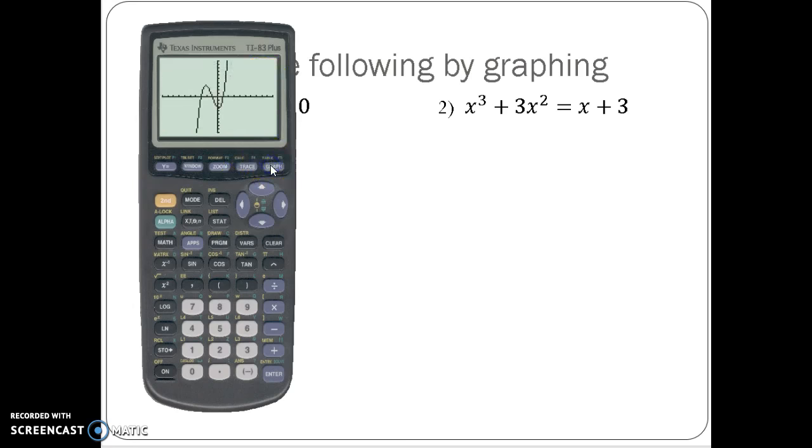And when I graph that, you can see it looks like I have all 3 solutions. There are going to be 3 solutions because there are 3 factors if it's cubic.